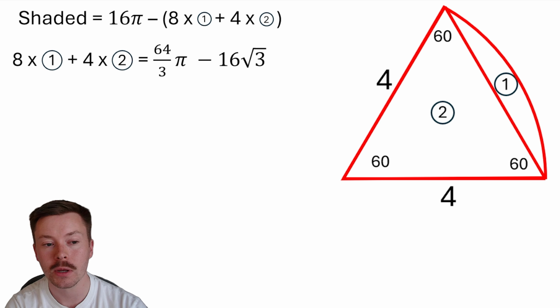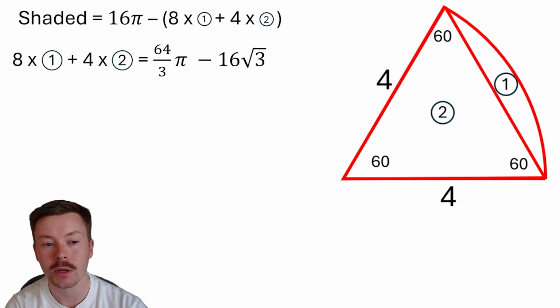Now we can substitute that into that top equation, and we get the shaded area is 16 pi minus all of 64 over 3 pi minus 16, sorry, root 3. And we're going to distribute that negative outside of the bracket. So we're going to make sure that we subtract 64 over 3 pi. And then we're going to have a negative times a negative, so it will be positive, or plus 16 root 3.